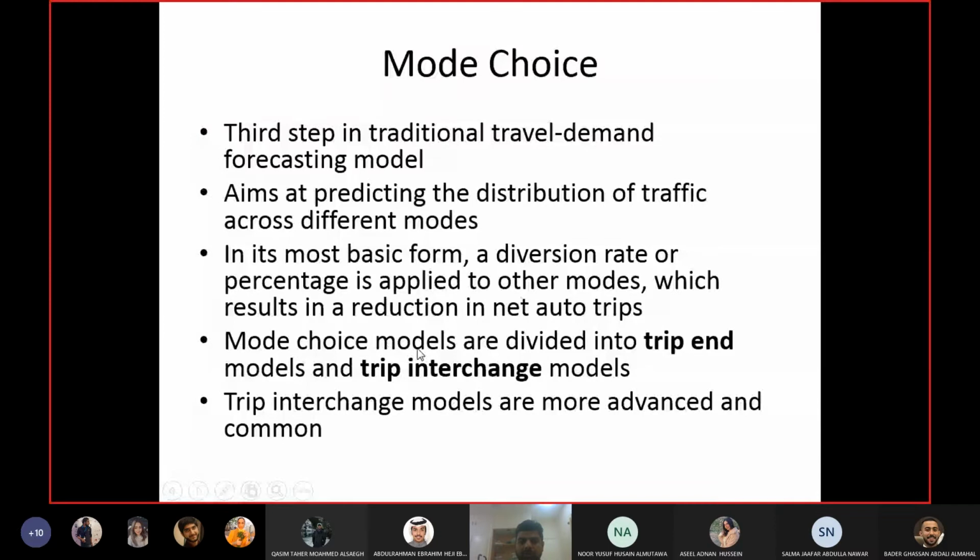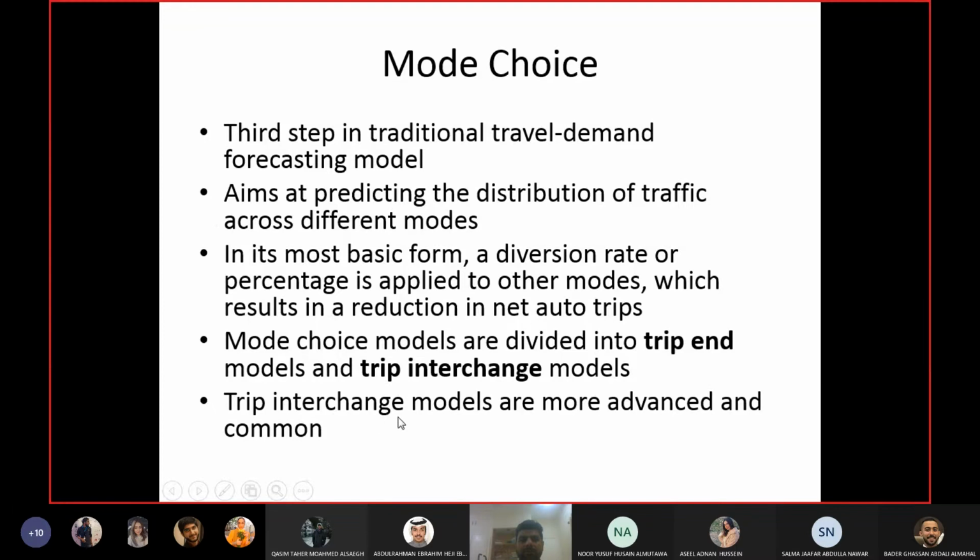Trip interchange models are more advanced and they are more commonly used. I will just show you what we mean by it. Trip end models, we are not going to discuss them. We will only discuss trip interchange models. But obviously just to give you an idea what we mean by trip end models.